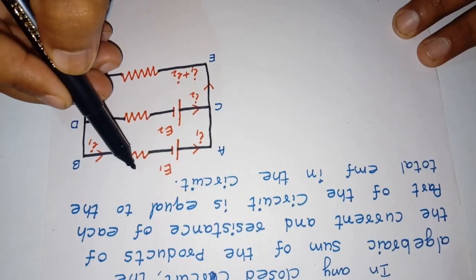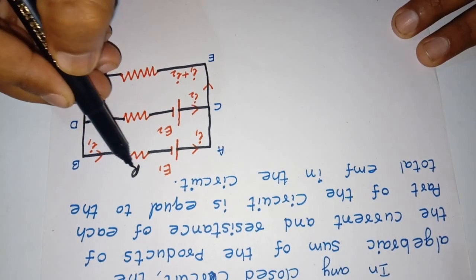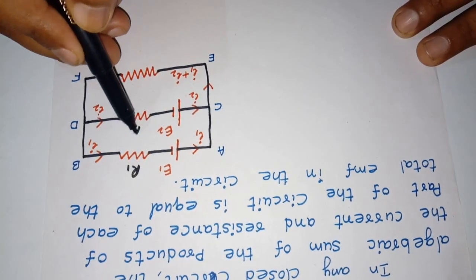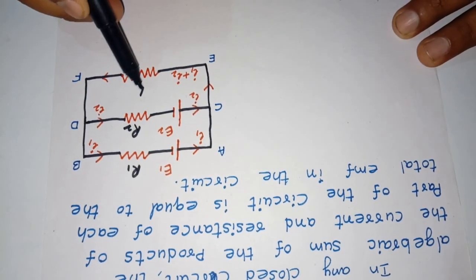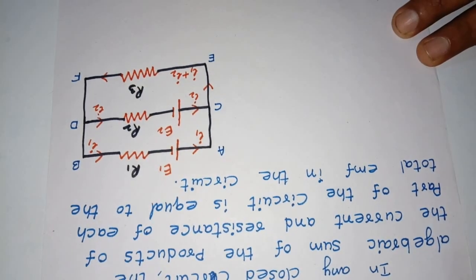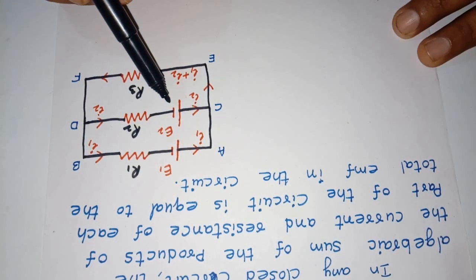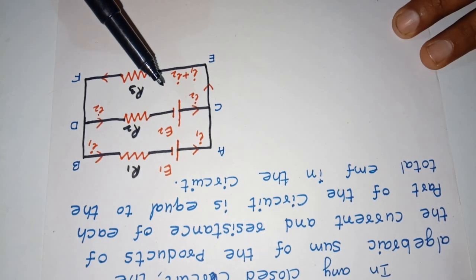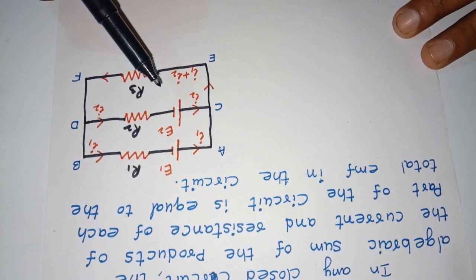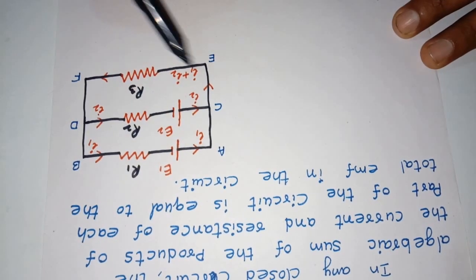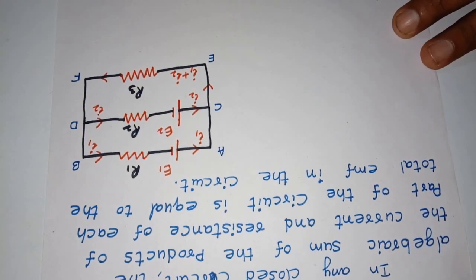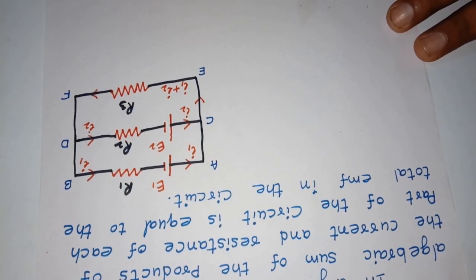In this closed circuit we have three resistors: this is R1, this is R2, and this is R3. Here we have two batteries connected, and now we need to apply the voltage rule for this closed circuit. Before that, we need to know the sign conventions for this circuit. What are the sign conventions?